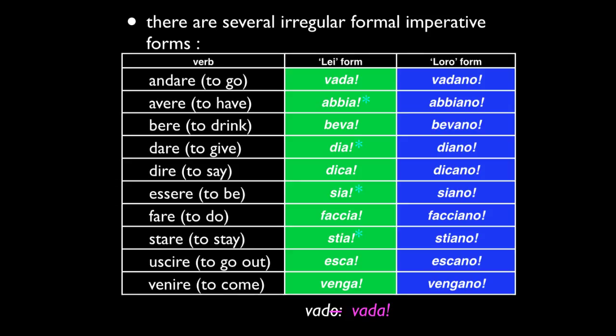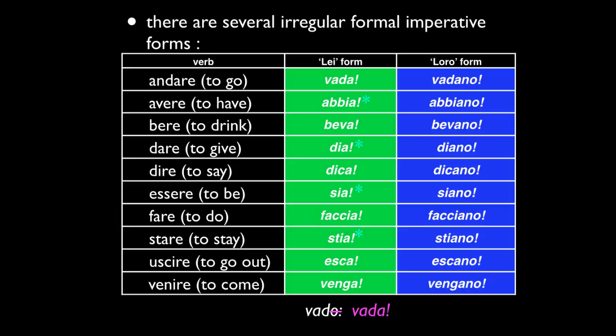Now I've flagged these ones with an asterisk that don't follow this. Obviously, avere, dare, essere, and stare are some very common commands. Those obviously are not built off of the first person present. Like in avere, it's ho, like I have, or in dare, it's do, or essere is sono. So you can see they're obviously not built off of that first person present indicative form. So just make note of those. Those are probably the most common.